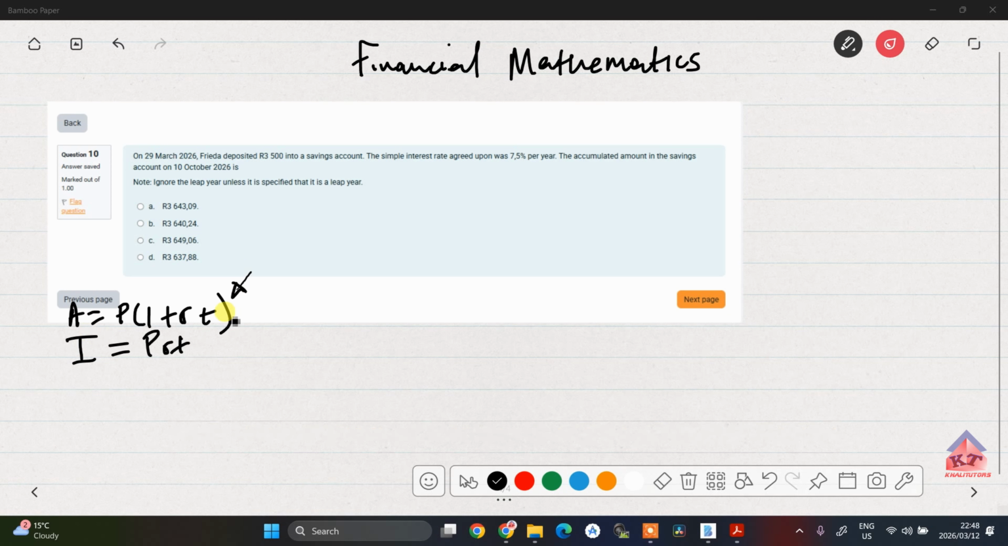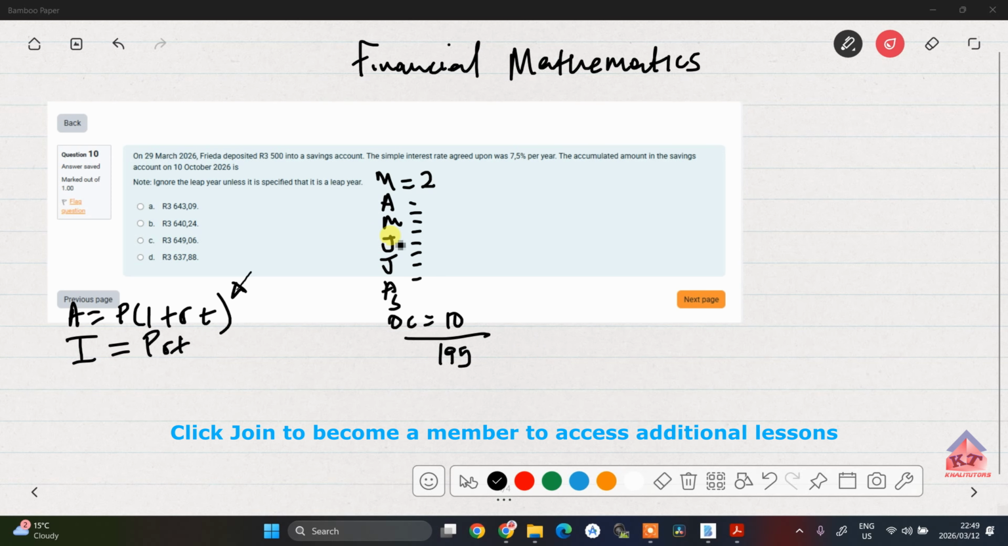Okay, so for March, we are only left with 30 and 31, meaning March, you are only going to count 2 days. Okay, so it's 30 and 31. October, we are only going to count 10 days. Okay, then you're going to have April, May, June, July, August, September. And then you need to add the number of days in each of these months. Okay, I've already done that. The total is 195. Okay, so we have 195 days from the 29th all the way up to the 10th.